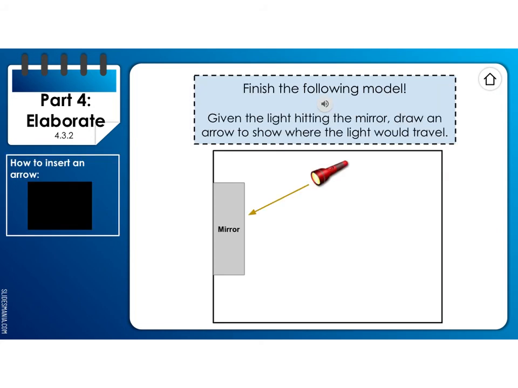And the last thing you're going to do is finish a model that they started drawing. So you're going to look at the angle that the light is hitting the mirror, and then you're going to draw an arrow to show where that light would travel. And if you look over here to the left, there's a little area that shows you how to insert an arrow into your slide.